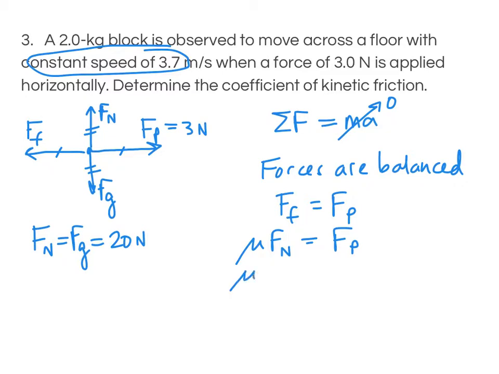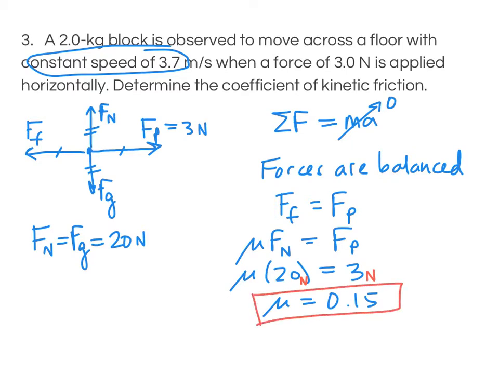Mu is my unknown, the coefficient of friction. It's kinetic because there is motion in the problem. The normal force is 20, and my applied force in this case is 3. And so mu would equal 3 divided by 20, which is 0.15. There are no units on the value of mu. The 20 is in newtons and the 3 is in newtons, so those 2 units cancel out, and I'm left with a value only, no units on this particular answer.